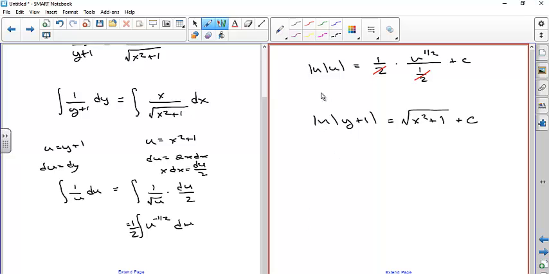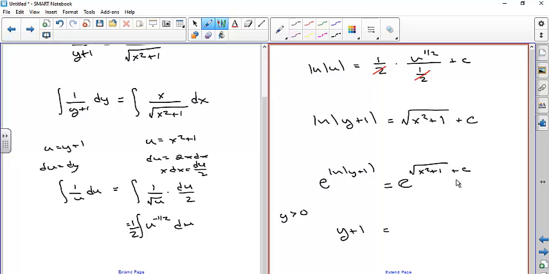Okay, now because I don't have any coefficient in here except the implied 1, I can use the inverse properties of logarithms and exponents to do that. e to the natural log of y plus 1 is just y plus 1. So we're going to assume y is greater than 0, and that way we can get rid of the absolute value sign.